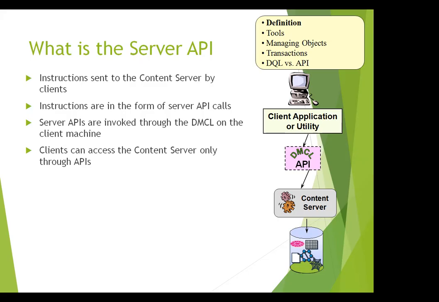You call these methods. Let's say select. To select, you write a select method. You call that method, and that method is a kind of instruction to the server. You're giving the instruction to the server, that you have to select a particular object.